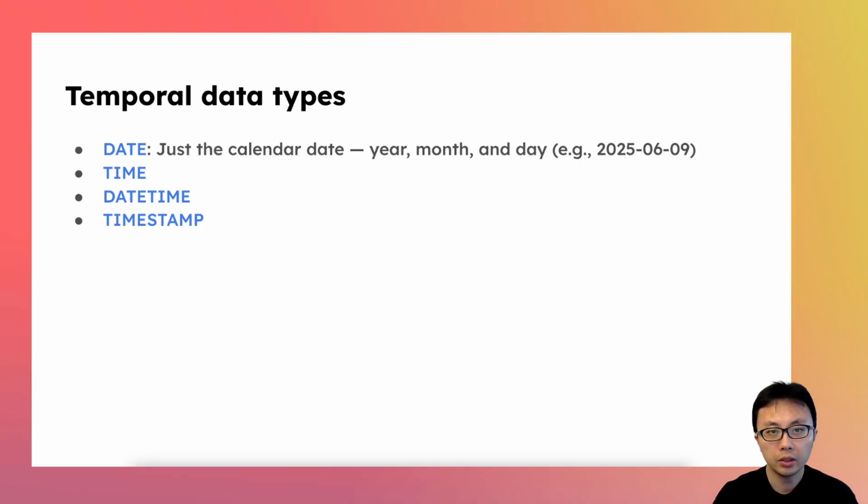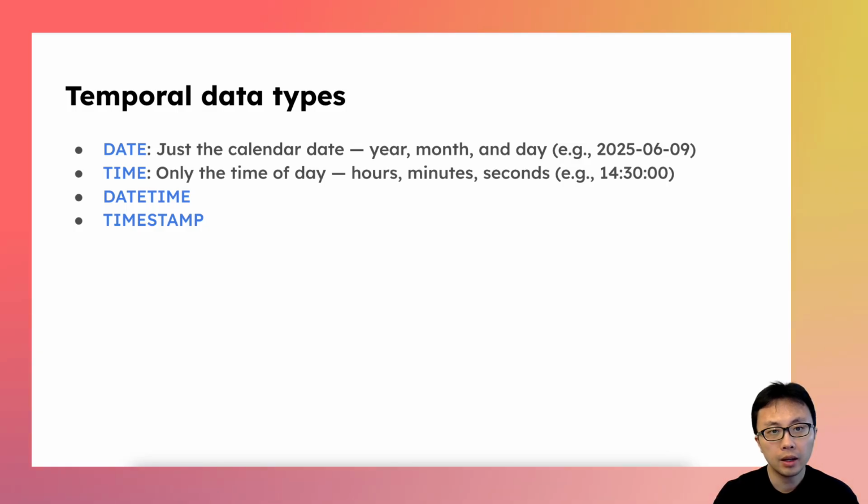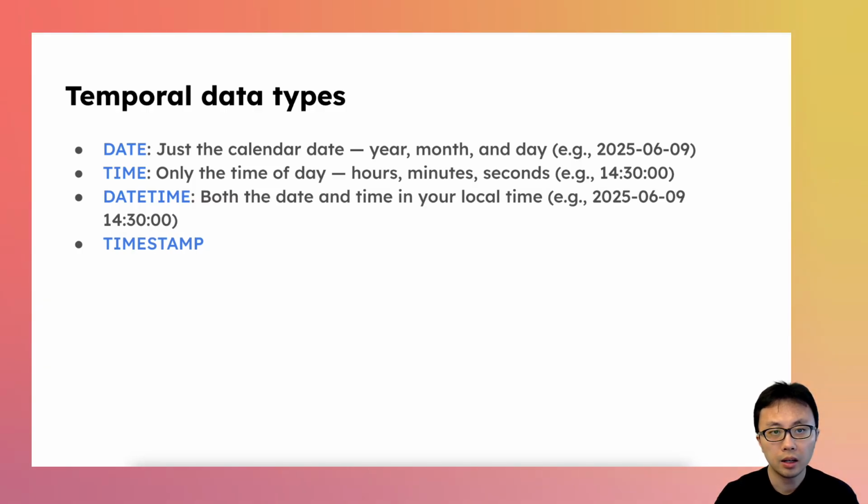Date simply is a data type representing calendar dates. A data point of this type can simply be 2025 June 9th. Time as a data type represents the time of a day. A data sample of this type includes the hour, minute, and second. Datetime as another data type can be thought as the combination of date and time, because it contains both the calendar date and the time of a day, all in your local time.